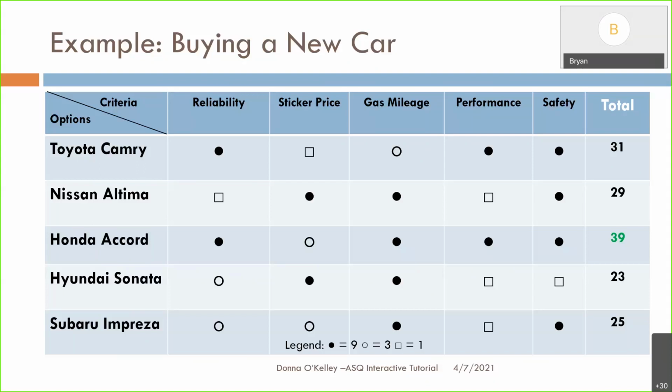So QFD is quite an intrinsic tool. I don't know how much it's used today. I haven't been in automotive in 30 years, but I used it back then. Okay, great.